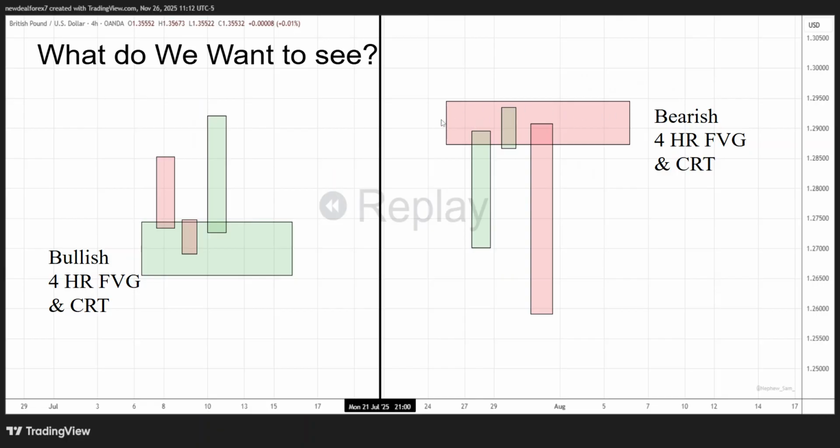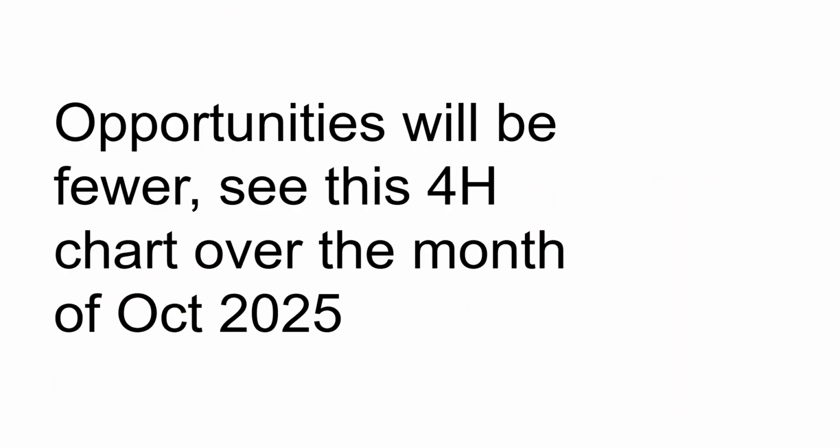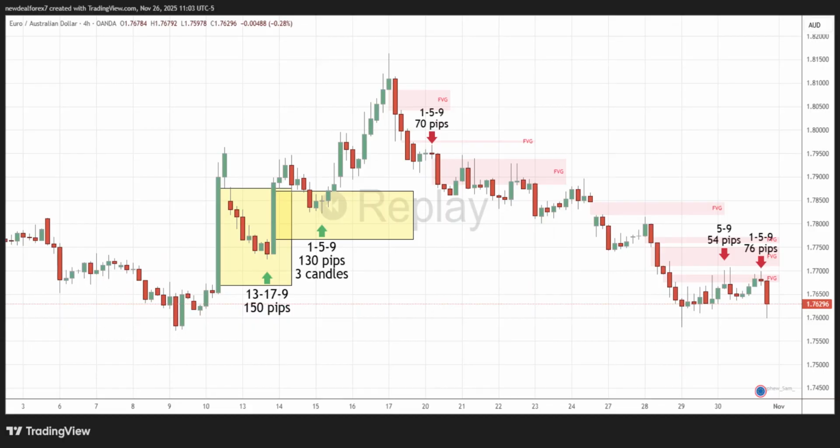And same for the opposite side. A bearish fair value gap, and then we have a bearish high, higher high, lower high, and then we expect an expansive move to the downside. I like to do this on the 4-hour chart, or you can also use it on the daily chart. But all the examples I'm going to show you are going to be from the 4-hour chart. So this is from October of 2025, and we'll see how these play out.